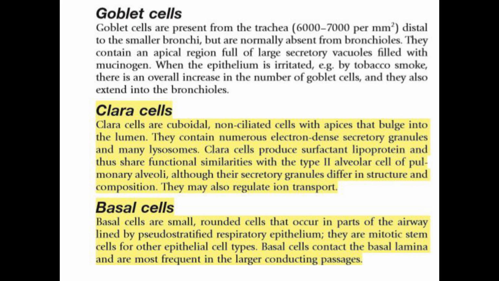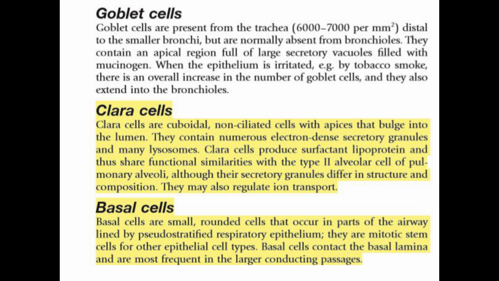The basal cells. Basal cells are small rounded cells that are present in the parts of the airway where the pseudostratified respiratory epithelium is the most. So basically, they're present at the larger conducting passages. Their main job is to act as a stem cell for the epithelia. So they're constantly dividing, and hence they're called the mitotic stem cells. Question: describe Clara cells and basal cells.